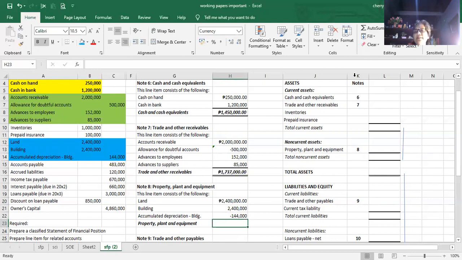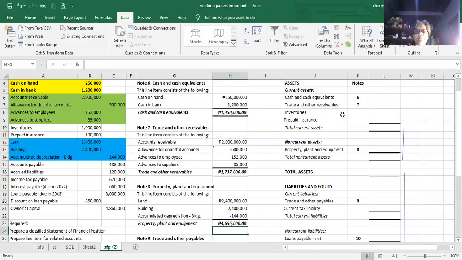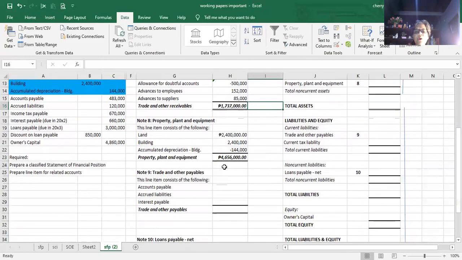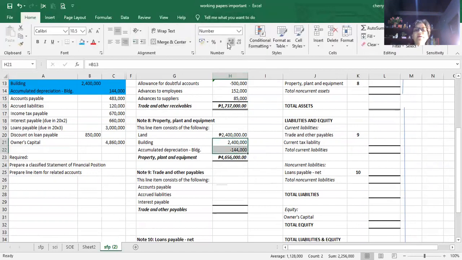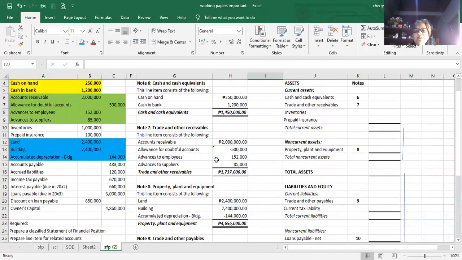Some more? None. So let's sum it up. Enter. Then we have 4,656,000. So let us add the cipher. Okay, so align. How about this? We can align this also.